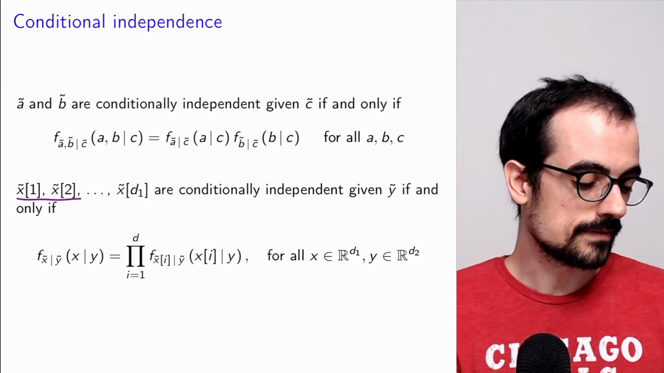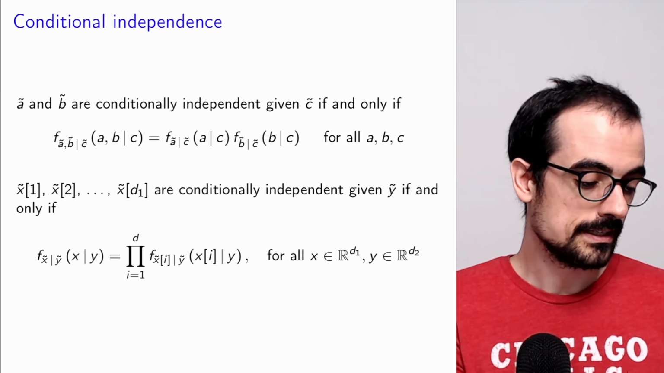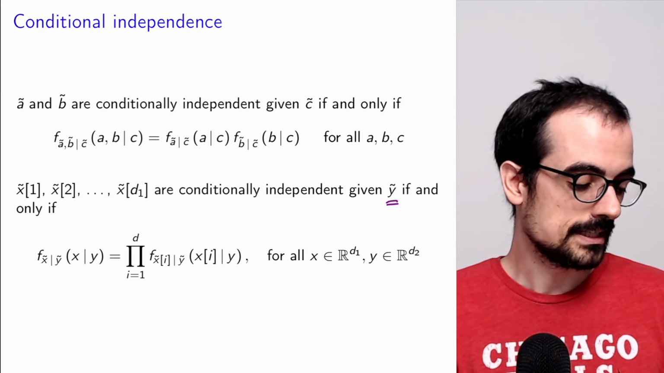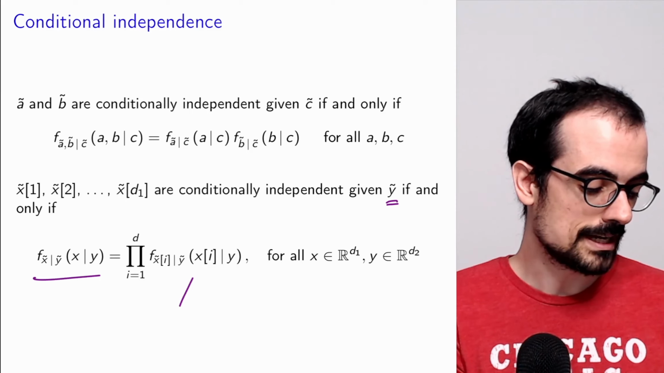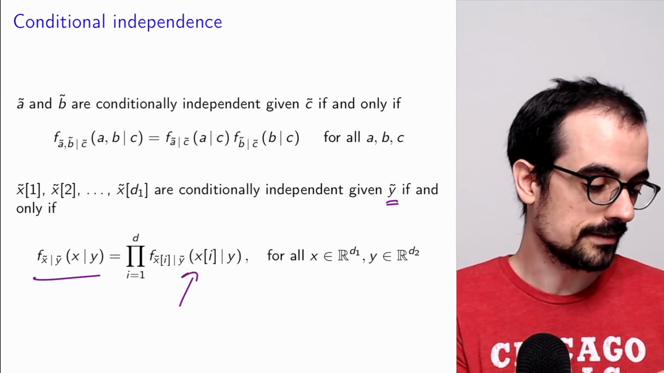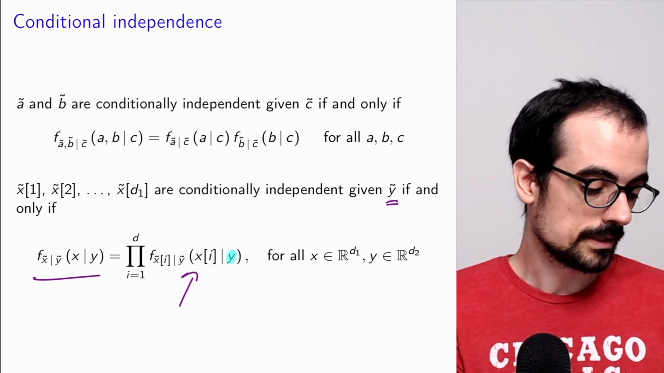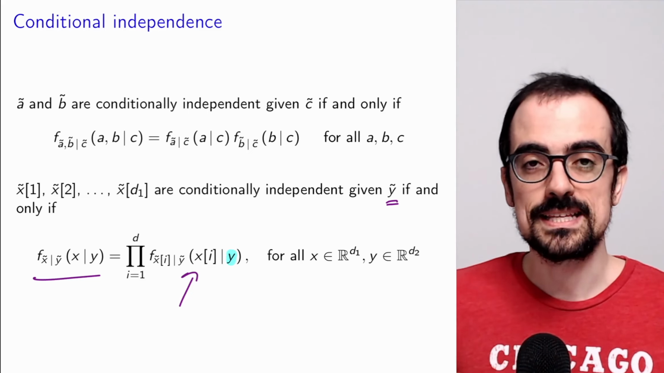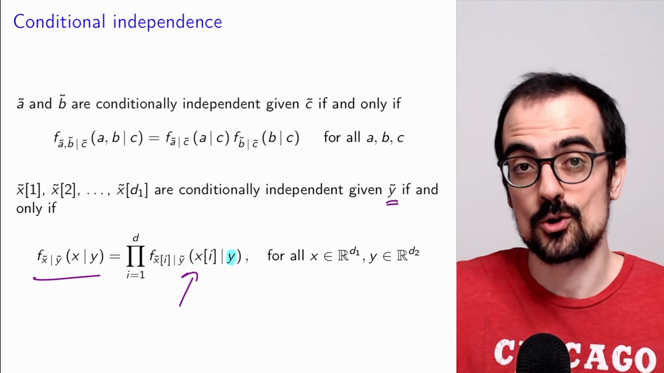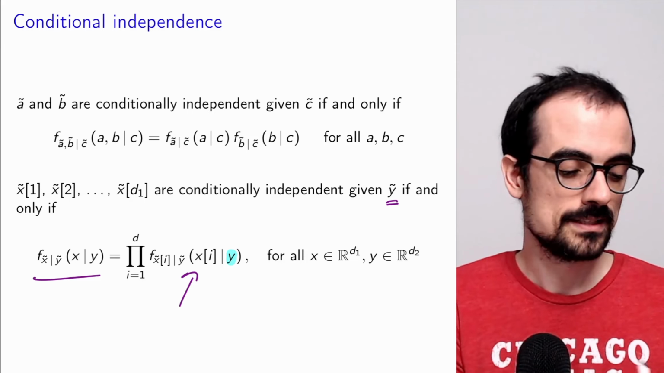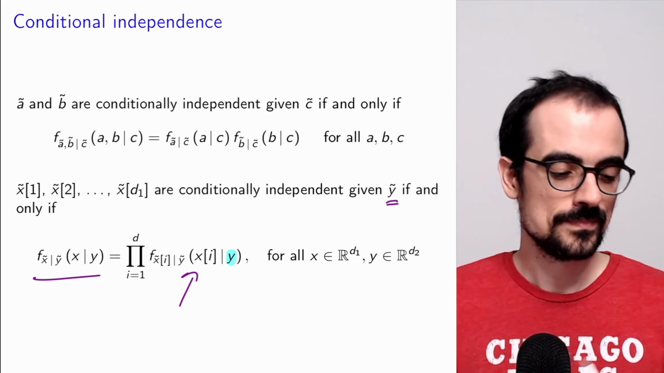If the entries of a random vector are conditionally independent given another random vector, then that means that the joint is going to factorize into the conditionals just given that guy. Okay? So it's the same idea, except that we're conditioning on one or several other random variables. The same idea as independence.